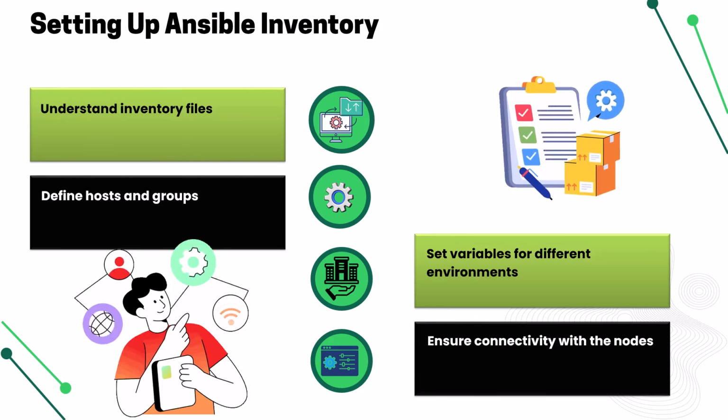Inventory files are where we tell Ansible about the machines it's managing. It's like a guest list for a party. We define hosts, group them logically, and set variables for different environments. Then, we run a quick connectivity test to ensure Ansible can talk to these machines. If it fails, well, it's like inviting someone to a party and realizing they don't have a phone to RSVP.